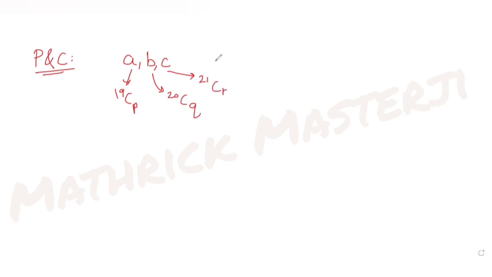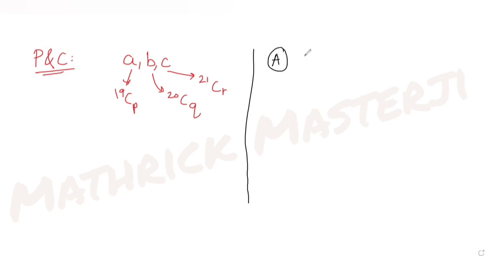Let's see today's question. Today's question we are taking up from the topic of permutations and combinations. The question says A, B, C are the greatest values of 19Cp, 20Cq and 21Cr respectively. So A, B, C represent the greatest values of these three combinations. Then the question is asking us to figure out which one of the answer choices is the correct option.